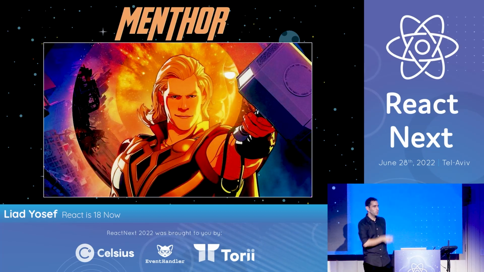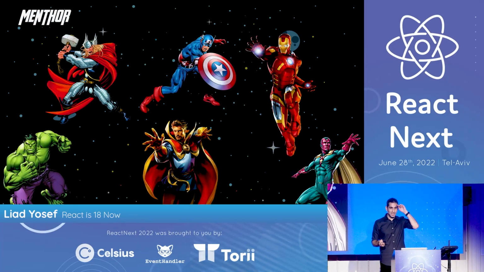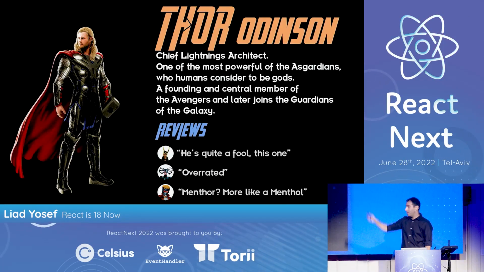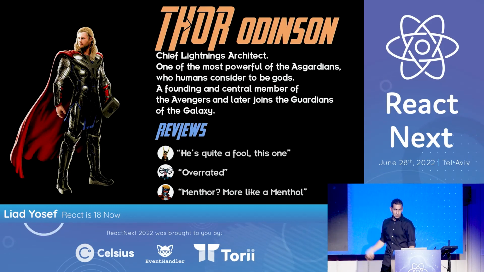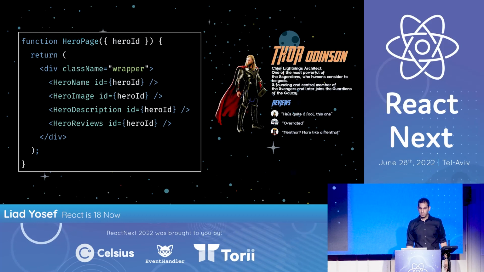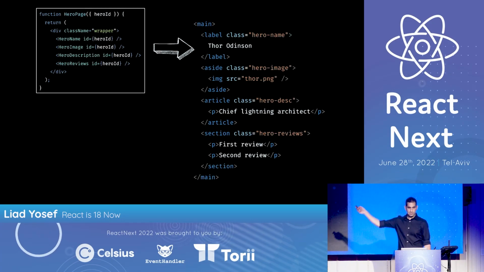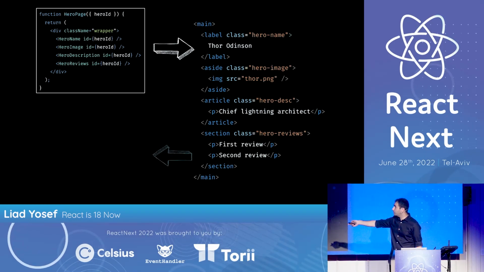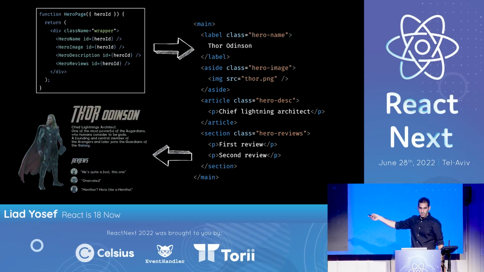Let's say you build some sort of a mentorship website, where you have all of the Avengers and they can be your mentors, and you want to have a mentor page with image and title and reviews on the mentor. So it would look like that, right? It's super easy. Name, image, description, reviews. And if you try to do SSR for it, again, it works because the server takes this JSX, creates the markup, sends it to the client, React does its hydration, and everything works.